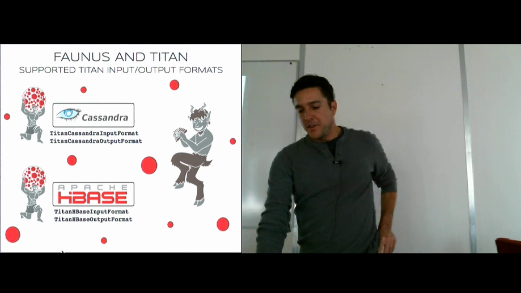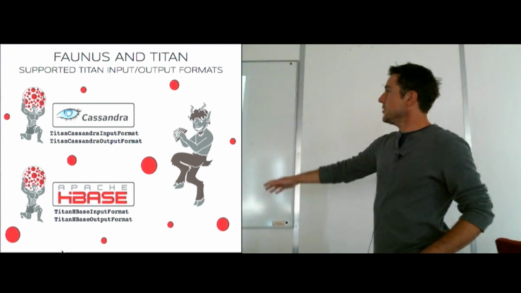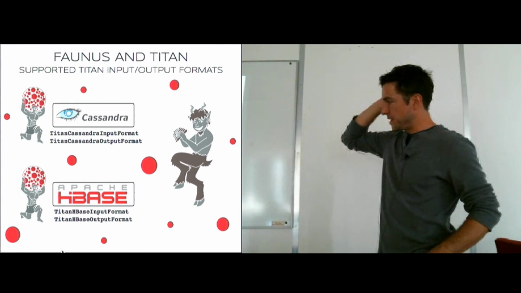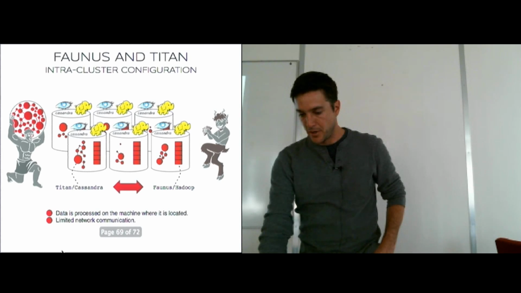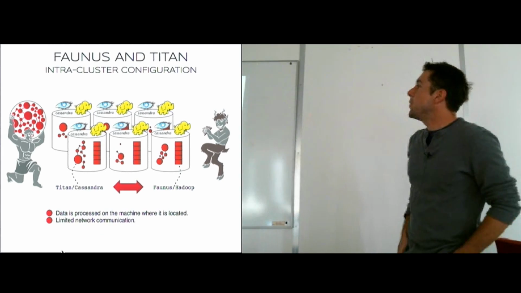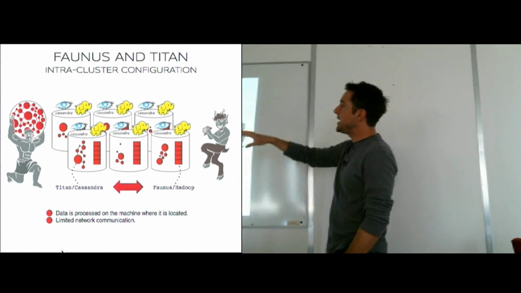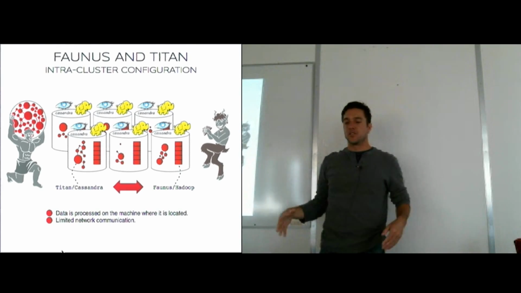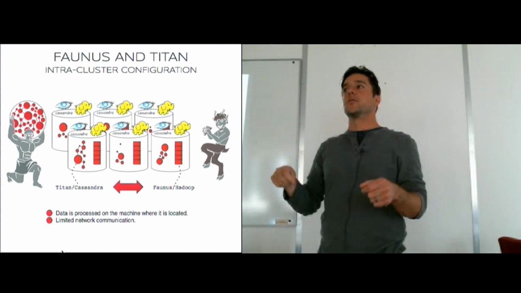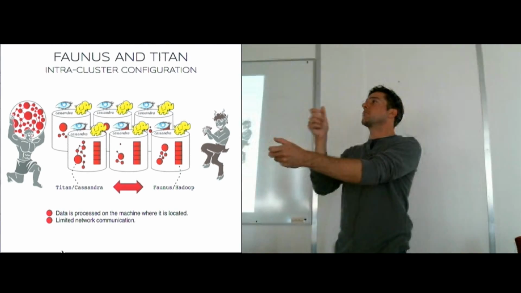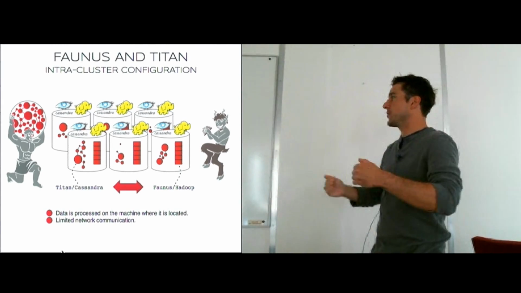So with Faunus and Titan, and let's just talk Titan, there's Cassandra and HBase Titan representations, and I won't get into that because it just assumes a lot of background knowledge. There's two ways in which Faunus and Titan work together. And again, Titan is your database and Faunus is your analytics engine. Faunus is streaming of data. Titan is a database. You create a database connection or read and write data. And Faunus is just going to stream your graph.